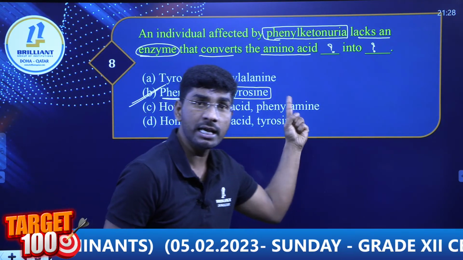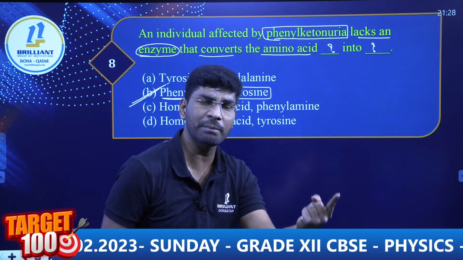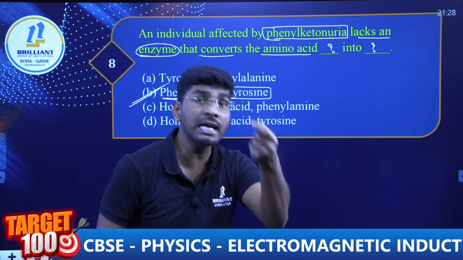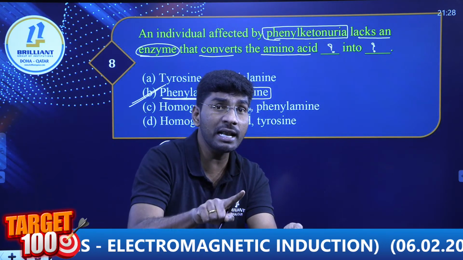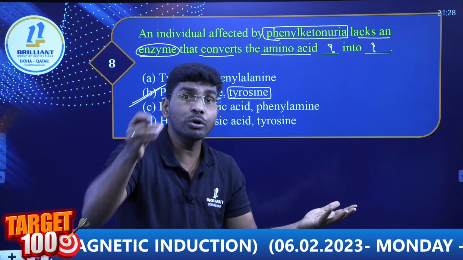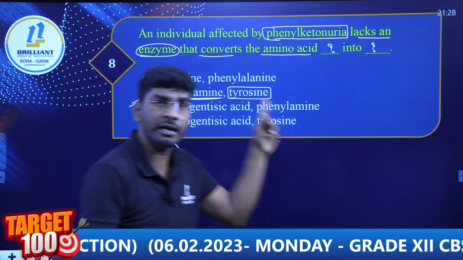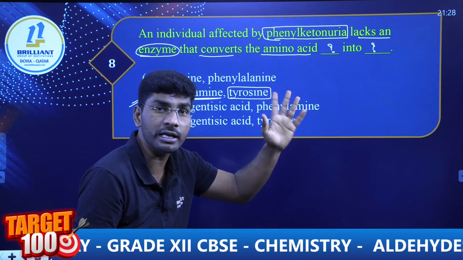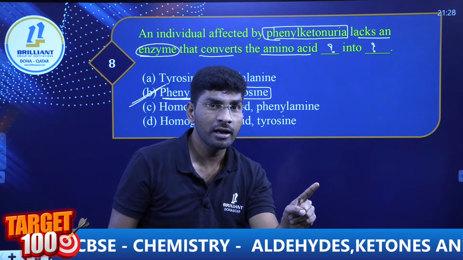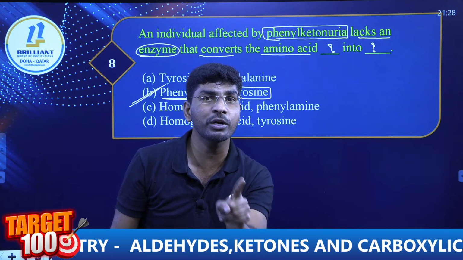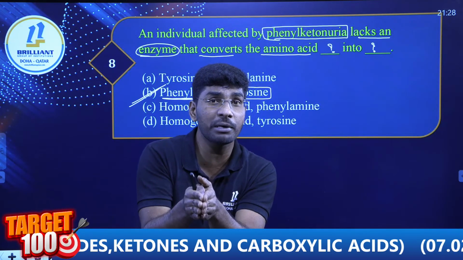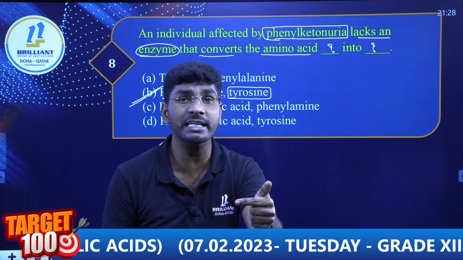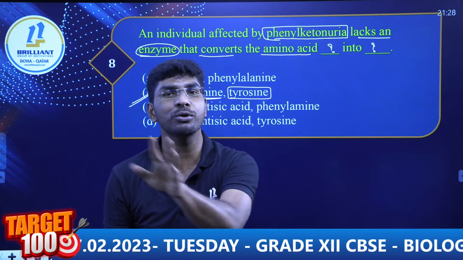This tyrosine is essential for brain growth, brain development and other processes, like thyroxine hormone release. In case of a phenylketonuria individual, the phenylalanine hydroxylase enzyme is absent. So phenylalanine does not convert into tyrosine. It converts into phenylpyruvic acid. That pyruvic acid accumulates in the brain to cause mental retardation, low IQ. These are all characteristic features of what? Phenylketonuria.